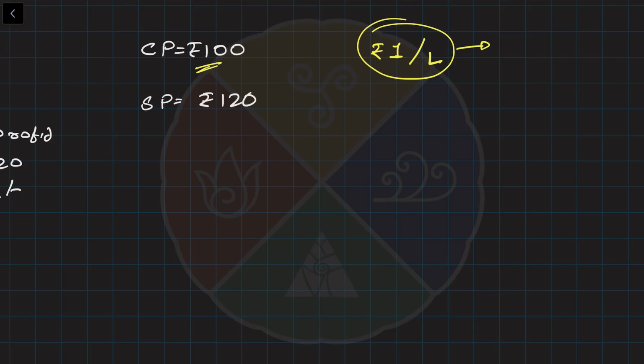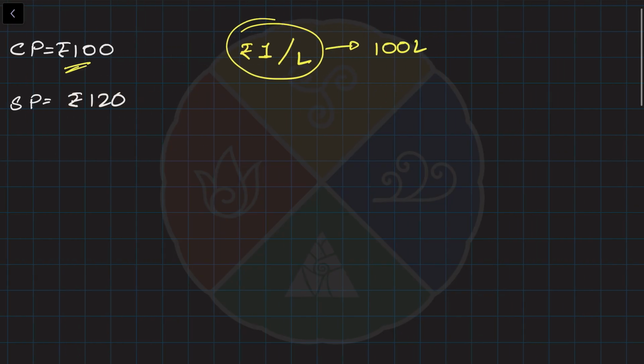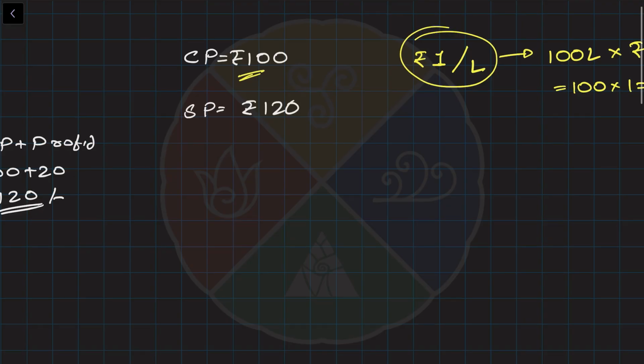That basically means that if I am buying 100 liters, each liter priced at 1 rupee per liter, that is 100 into 1. It will cost me 100 rupees. So this is the scenario. This is the actual cost price, 1 rupee per liter. If I am spending 100 rupees, I will get 100 liters. I'm buying it for 100 rupees, and I'm selling it for 120 rupees.